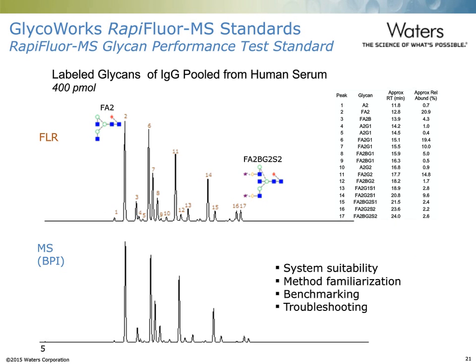And that really covers the sample preparation and labeling. The next thing I want to cover is just a few of the other available items that can make N-glycan analysis routine in your lab. The first thing we want to make sure that we provided was a RapiFluor-MS labeled glycan performance test standard, and that is currently available, and the separation of that based on analyzing by fluorescence and mass spec is shown in this slide.